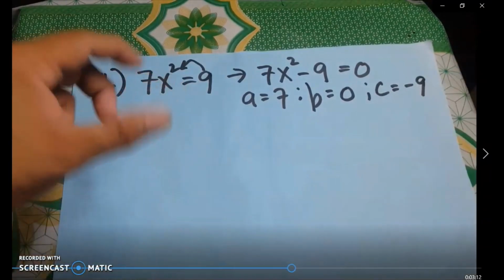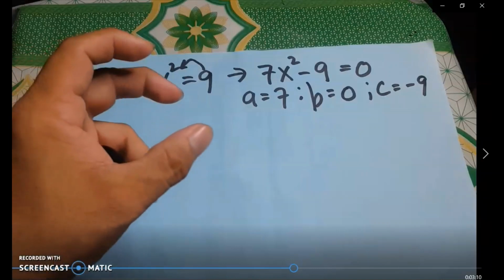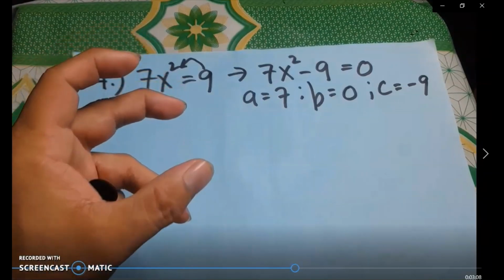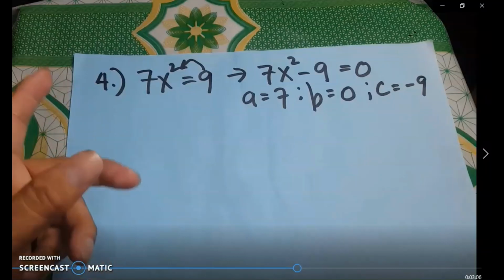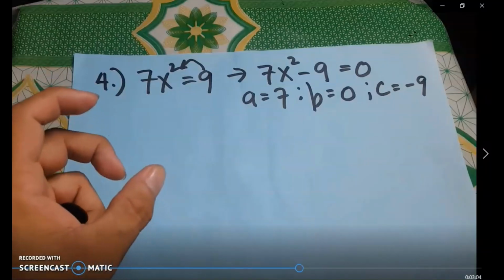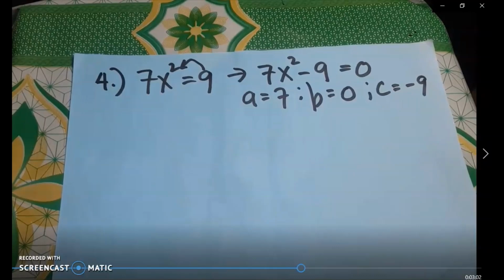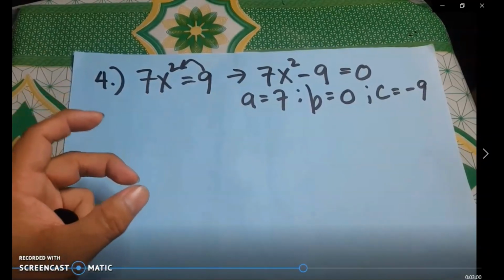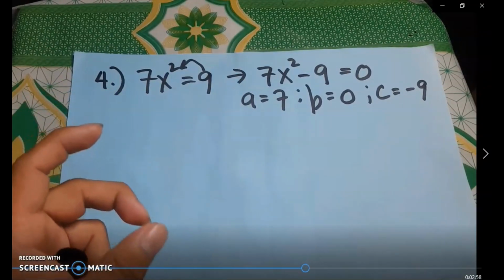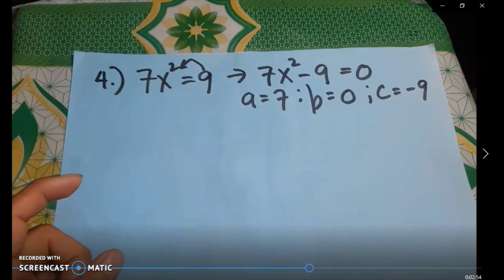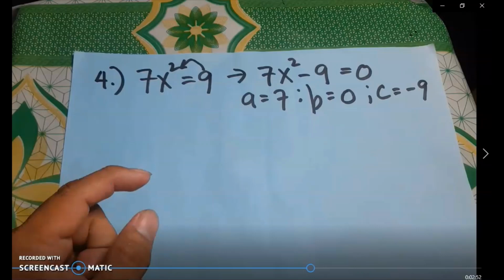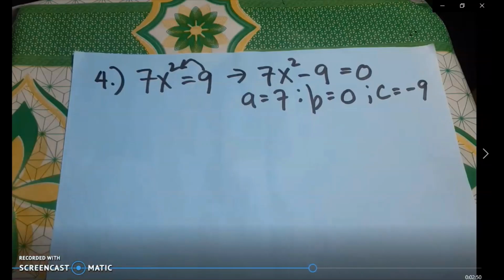So magkaiba yan doon sa kanina na example. So you have to be very vigilant because on number 3 the value of c is 0, while on number 4 the value of b is 0, or the numerical coefficient of the linear term is 0, while on number 3 the constant term is 0. So we have to look at it very carefully.